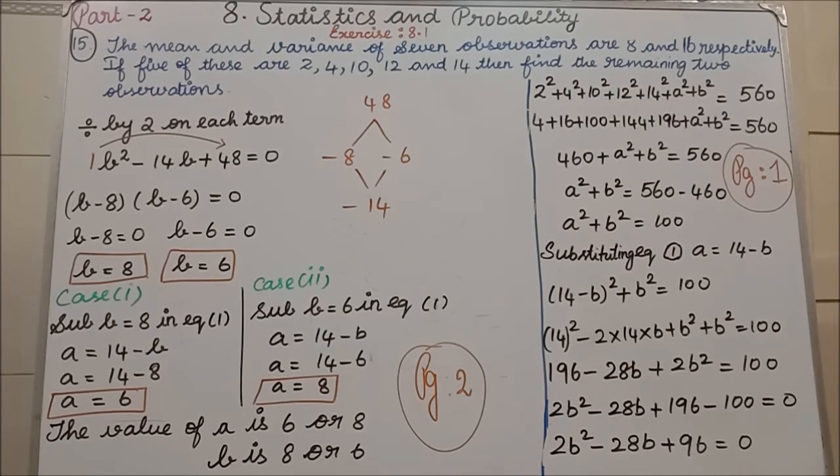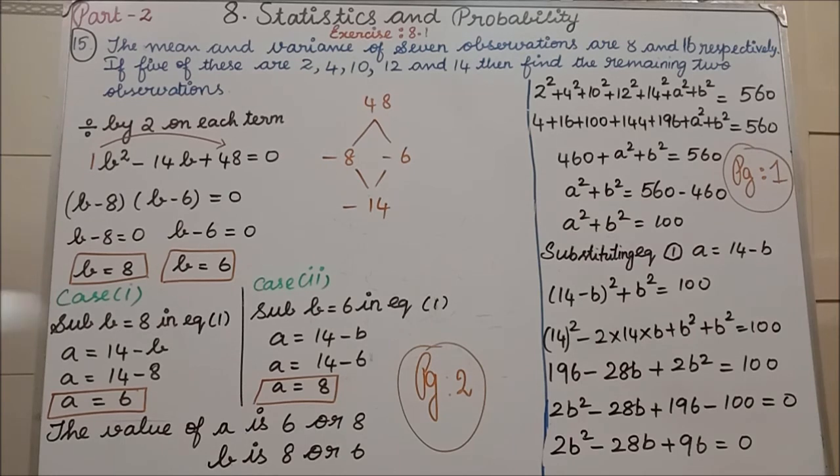See, this is page number 2 and this is page number 1. See page number 1, the last step is what? 2b square minus 28b plus 196 minus 100, what will we get? We will get 96 is equal to 0. Clear? The remaining we are going to see on page number 2.